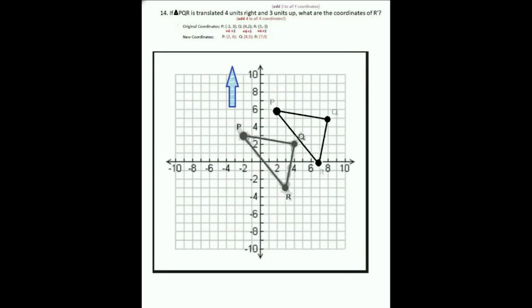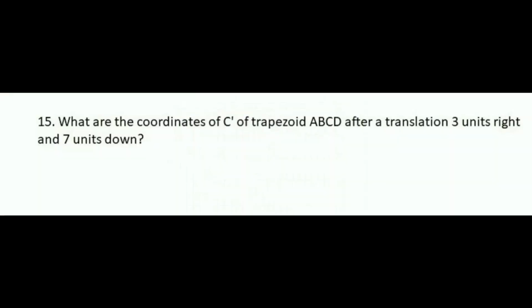So let's see, let's check each one of these points. P is at 2, 6, Q is at 8, 5, and R is at 7, 0. So the coordinates of R are 7, 0. That answer is B. The answer is B for number 14. So let's go on to number 15. And again, we're going to do this mathematically. So what are the coordinates of C of trapezoid ABCD after a translation 3 units right and 7 units down?